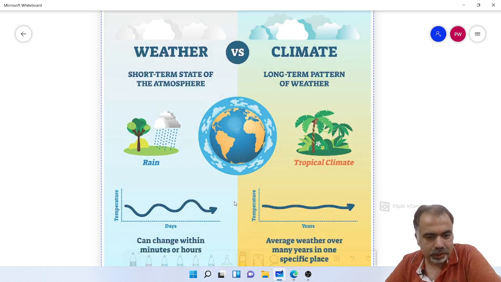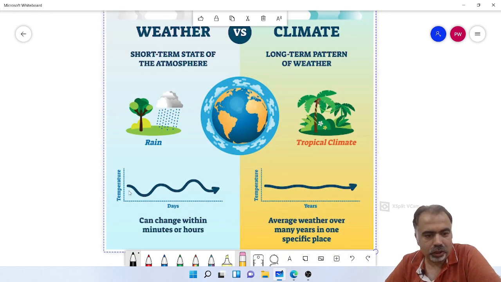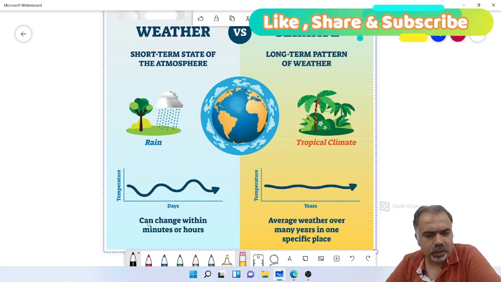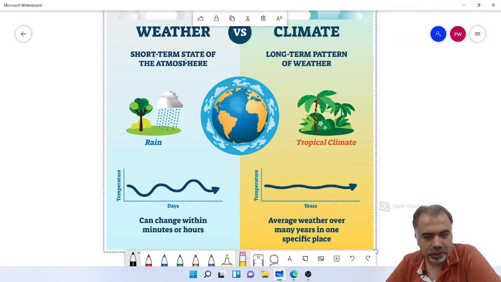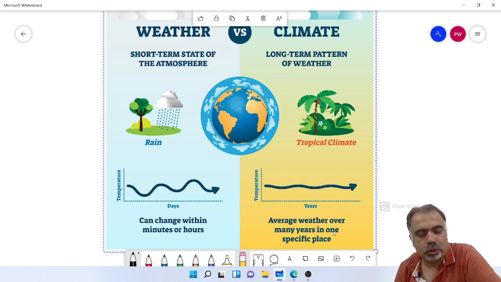So if you see this figure, this chart, it shows the change in temperature during the day. As the days change, there is a change in the temperature. Like in the morning temperature is high, in the evening temperature is low, then high, and then low. And according to the years, according to the months, the temperature is increasing or decreasing as shown in this chart. So it can change within minutes or hours. That is what we call weather. If we take year on the x-axis, for a year your temperature is almost constant, because it is an average temperature. So average weather over many years in one specific place is what we call climate. So I hope I answered your query, that what is the difference between weather and the climate.